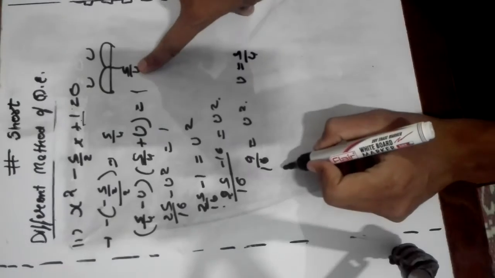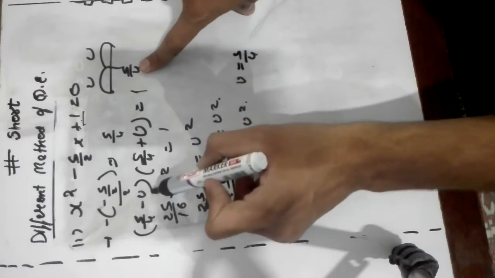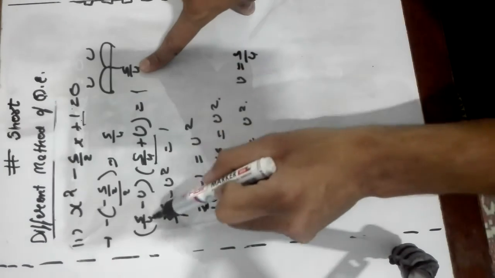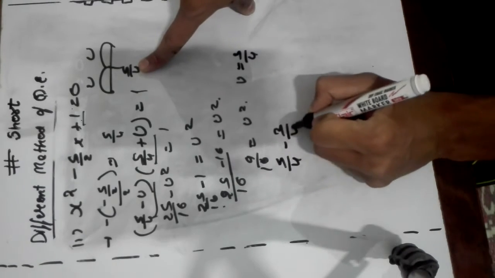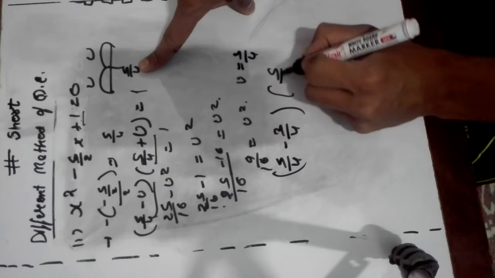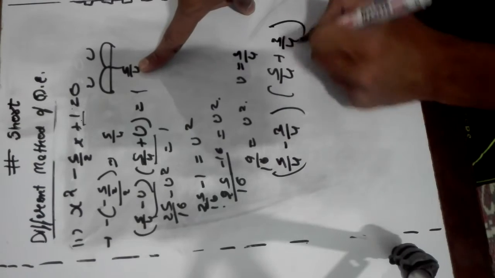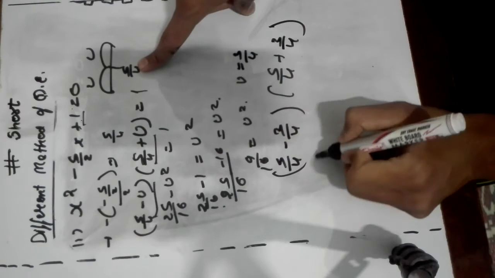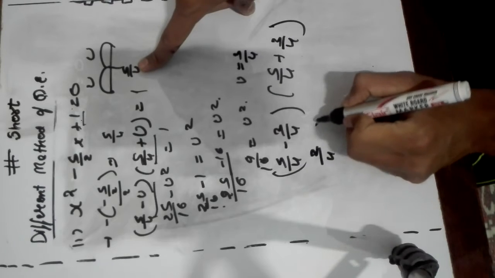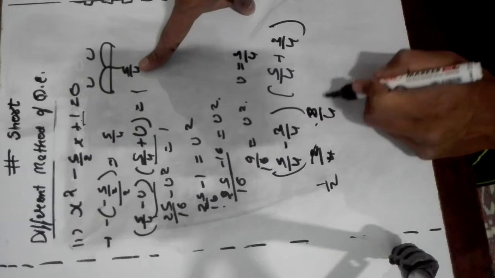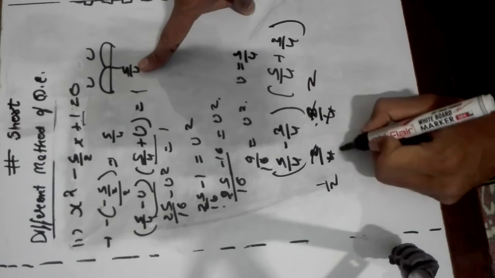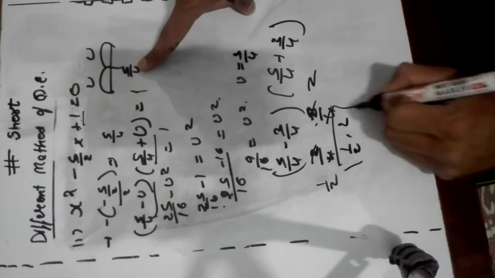Now, as you know, 5 by 4 minus u, 5 by 4 plus u. So we write 5 by 4 minus 3 by 4 and 5 by 4 plus 3 by 4. So we get 2 by 4 and 8 by 4. So we get 1 by 2, and this is 2. So we get 1 by 2 and 2 as roots.